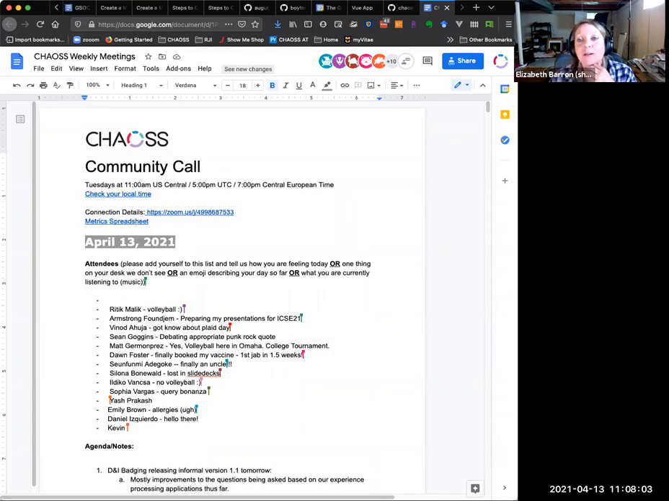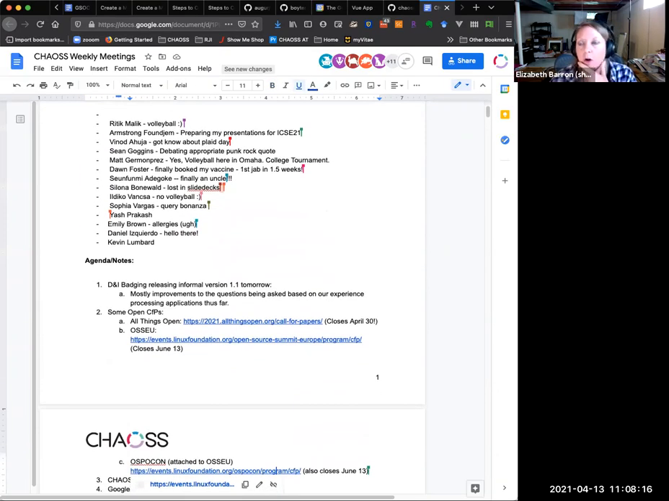I would say if the badging initiative was versioned, this would be version 1.1. They're making some improvements to some of the questions and some clarifications based on what we've experienced so far with processing applications. So it's not a huge change to the initiative, but it is a phased improvement. Congratulations to that whole team on processing so many applications that we even have a base from which to work. I think that's pretty awesome.